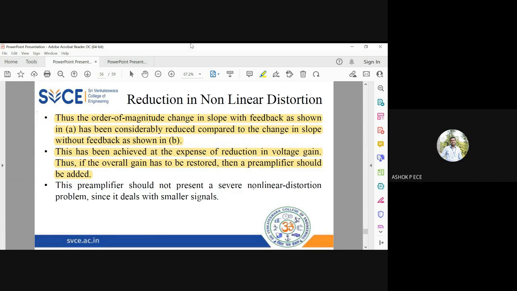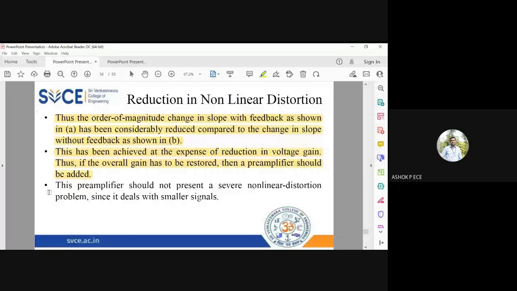If you don't want to reduce the voltage gain of an amplifier, and you just want to reduce noise and distortion, then before applying feedback, you do pre-amplification. So before you apply negative feedback, pass the signal through a pre-amplifier, and this pre-amplifier will amplify the signal in such a way that even if you apply negative feedback, the gain will not be reduced so much.